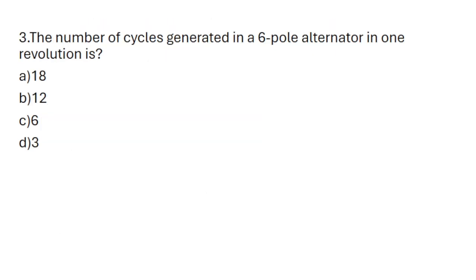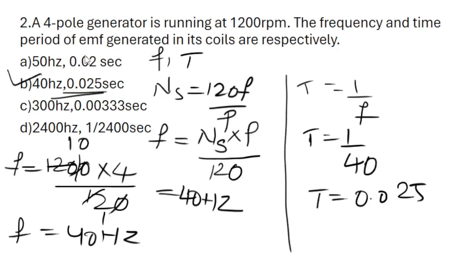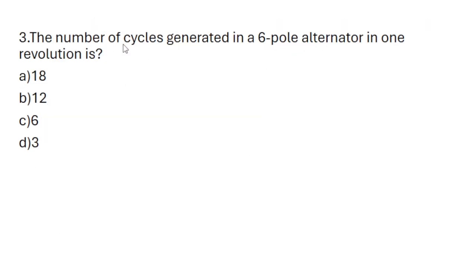Next question. The number of cycles generated in a 6-pole alternator in one revolution is. Options are A 18, option B 12, option C 6 cycles per second, option D 3 cycles per second. Here in the previous question we were asked to find the frequency directly. However, this question is asking to find the number of cycles generated per revolution. Which means the frequency is being asked indirectly here. Okay, we will go to the solution.